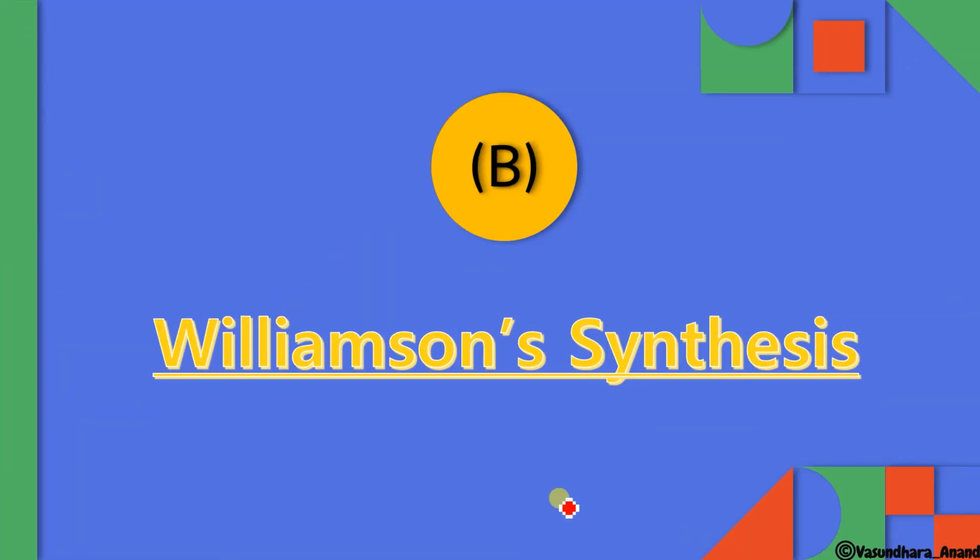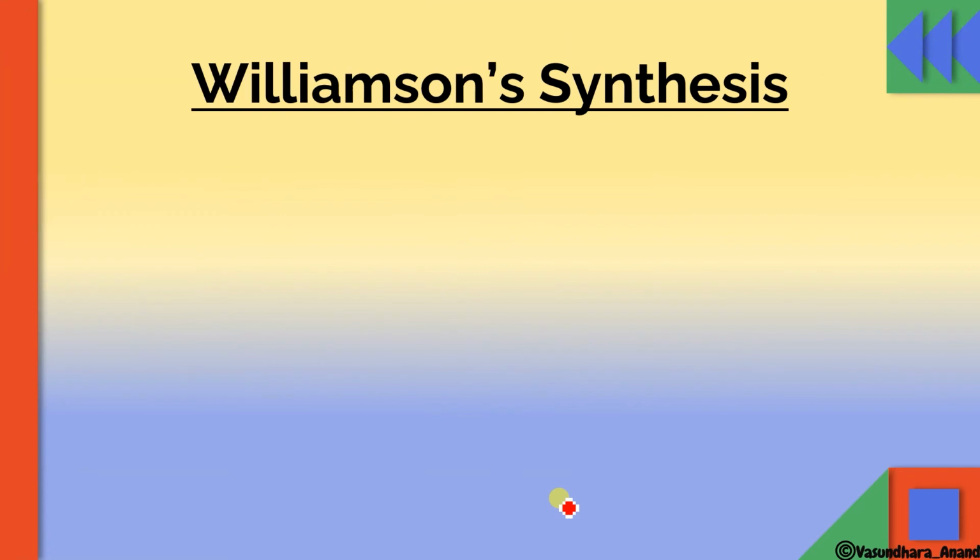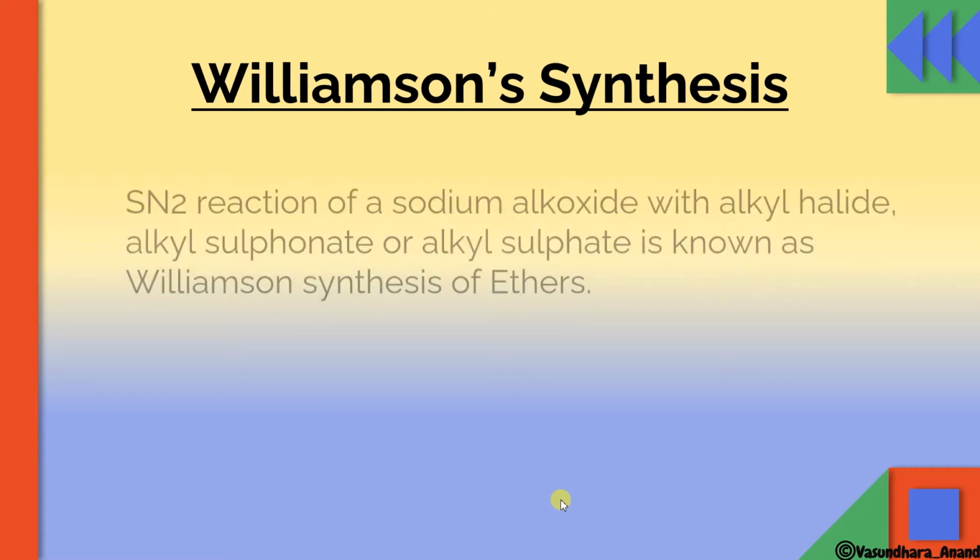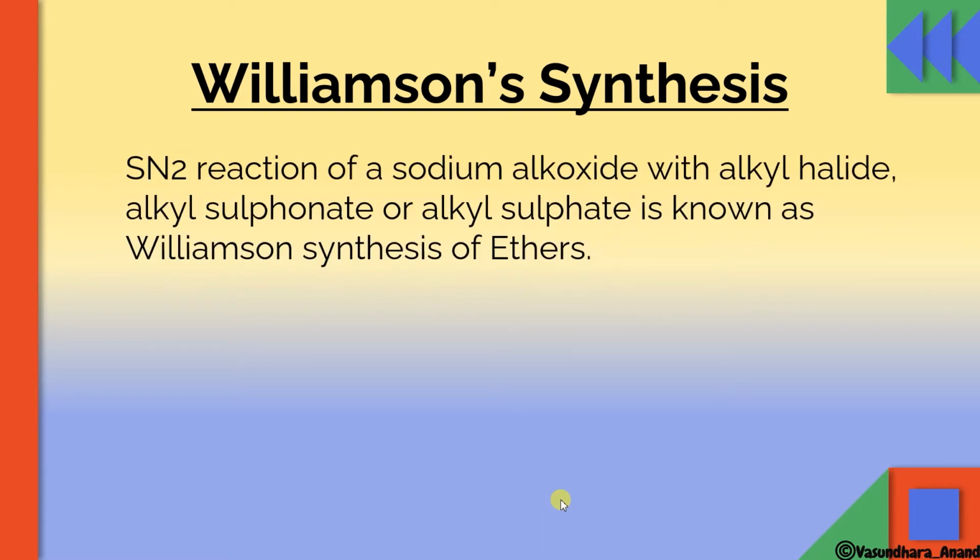Now Williamson synthesis. This is one of the very important reactions of ether, and we have done it in alkyl halide too. We have done alkyl halide, alcohol also, and here in ether also we will do. SN2 reaction of sodium alkoxide with alkyl halide, alkyl sulfonate or alkyl sulfate is known as Williamson synthesis of ether. Out of this, alkyl halide is the most common one.